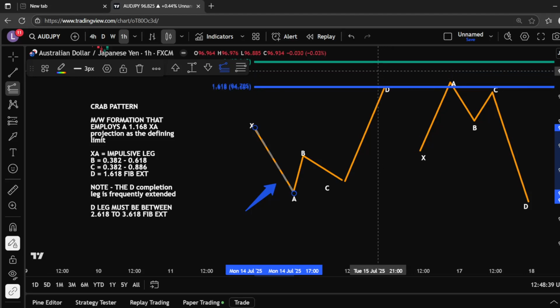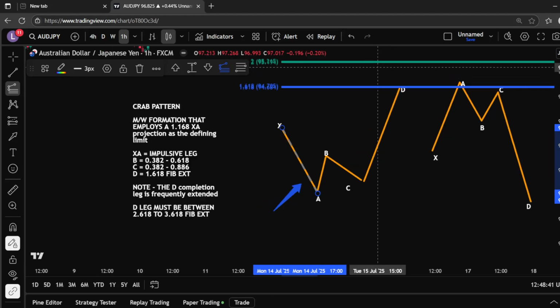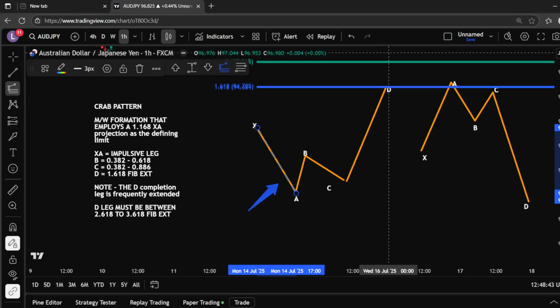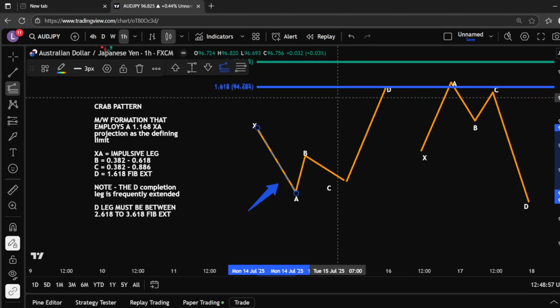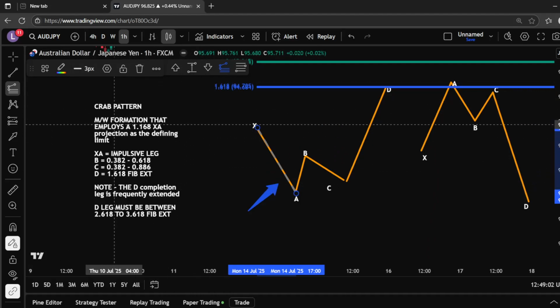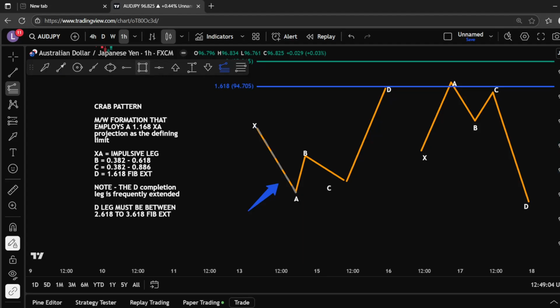Okay, and above the 2 is where we expect to get our stop loss, just above the 2, because with the Crab pattern it always extends beyond the 1.618, the completion leg. So above the 2 is where you need to put your stop loss. Okay, so how do you measure your take profit?